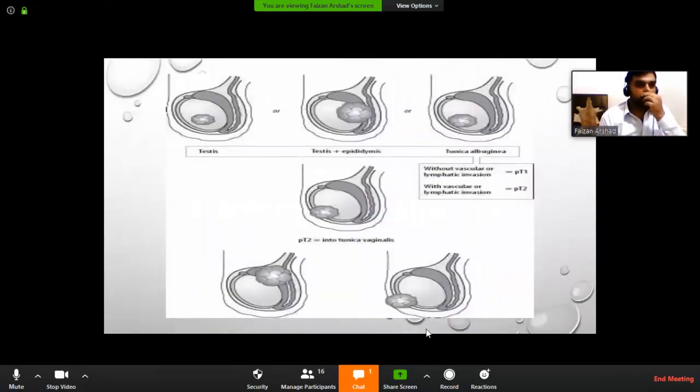I think it's a bit blurred picture, but we can see this here. The tumor is present in the testes, or it could be testes plus epididymis involvement, or the testes with tunica albuginea involvement. Without vascular or lymphatic invasion, it would be T1, and with vascular or lymphatic invasion, it would be T2. So here, it is into the tunica albuginea. It is T2.